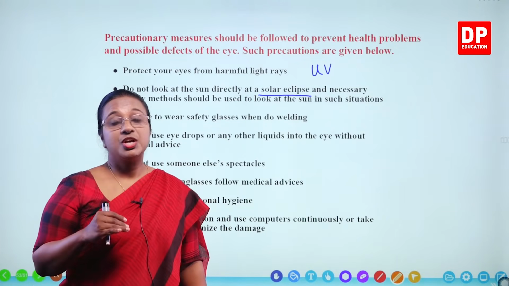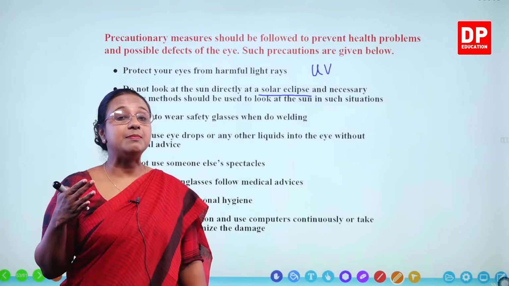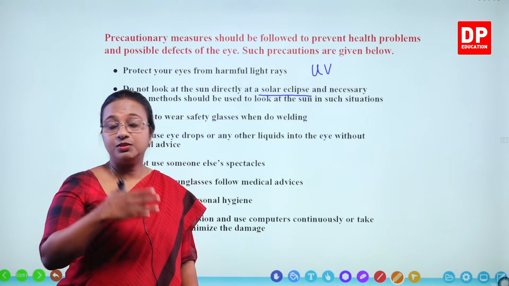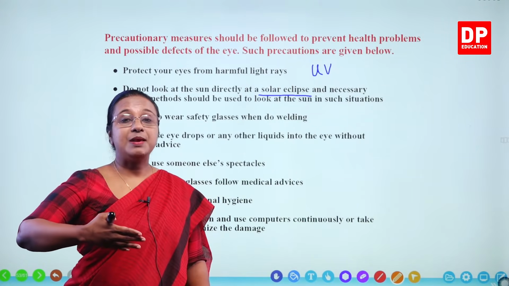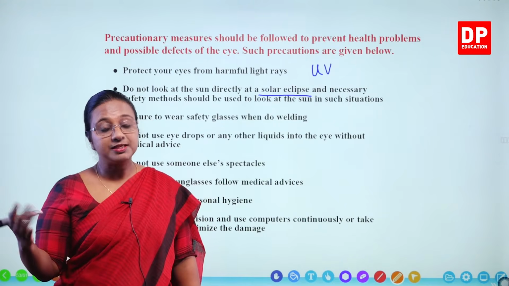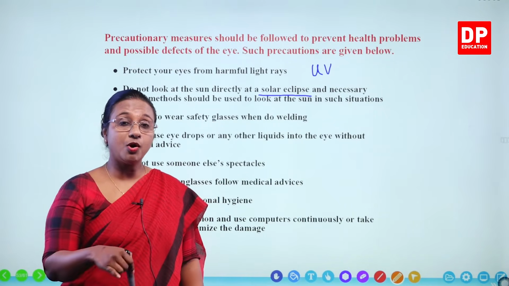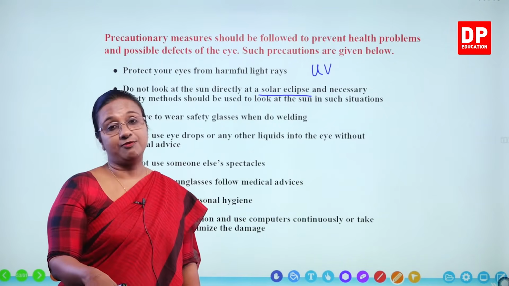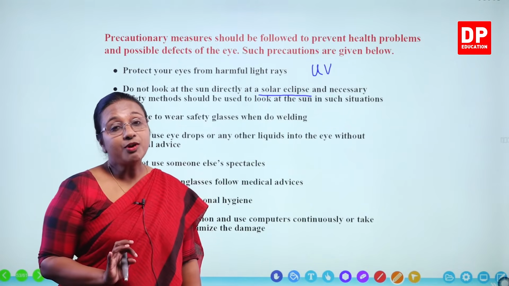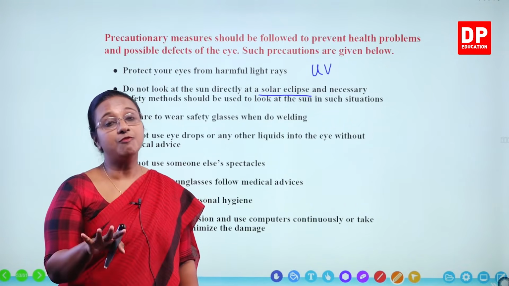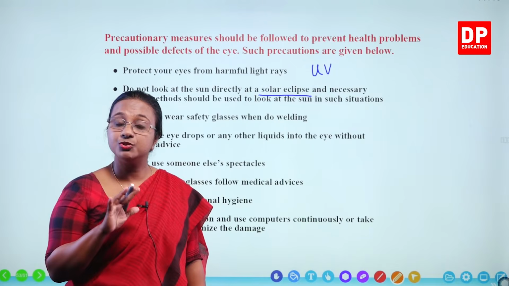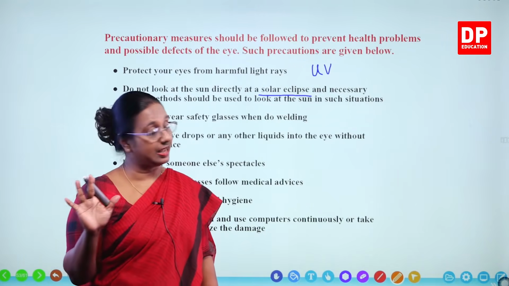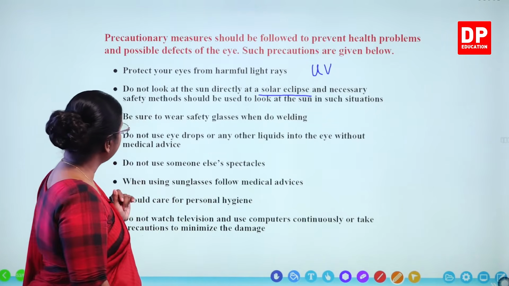You all know those. You have to either use very protective glasses, or look at it through certain X-ray papers like that. There are different methods, or else you can have a bucket of water and look into that water. You can see the shadow of the eclipse inside the water. That is also possible, but you should never look at it directly. So that is another method.